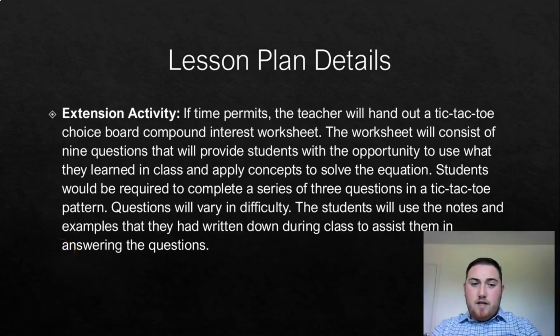So the extension activity would be a choice board activity, basically a tic-tac-toe board in which students would have to complete 3 compound interest equation questions, which would vary in difficulty depending on whether they chose to go down vertically, diagonally, or horizontally.